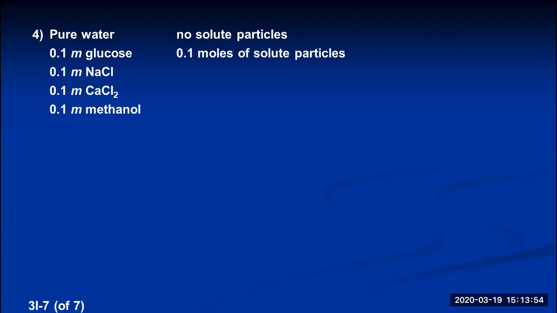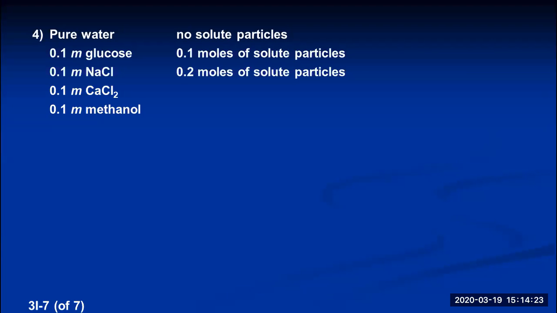The sodium chloride solution would also have 0.1 moles of sodium chloride dissolved if we assume it's 1 kilogram of water. But because sodium chloride is an electrolyte, and from its formula, you should be able to see it dissociates into 2 ions per formula unit, we go 0.1 moles times 2, and have 0.2 moles of solute particles dissolved in the 1 kilogram of water. There's more non-volatile solute particles. It's going to lower the vapor pressure even more than the glucose.